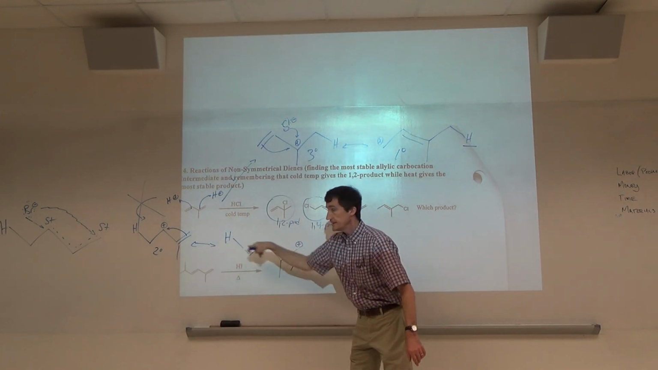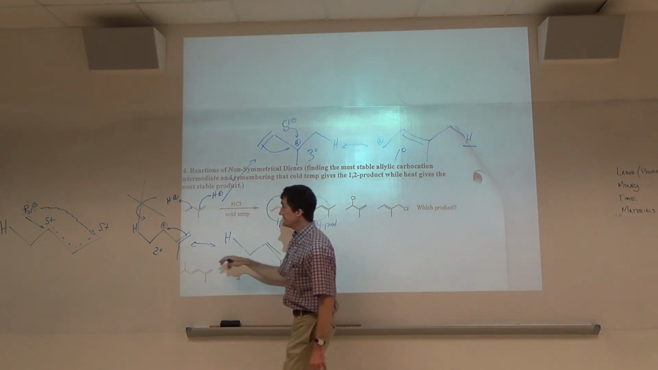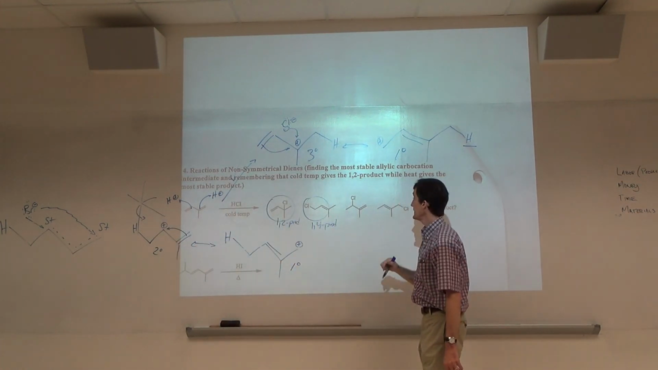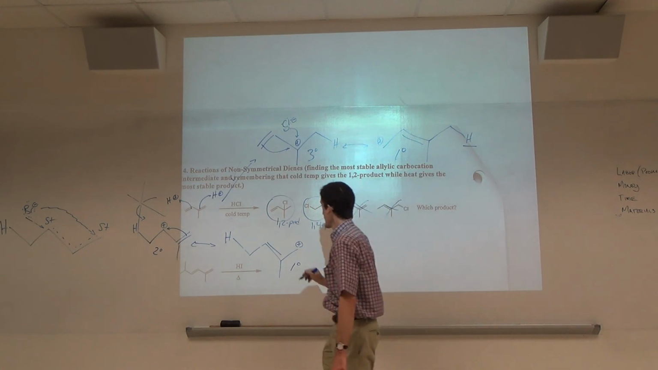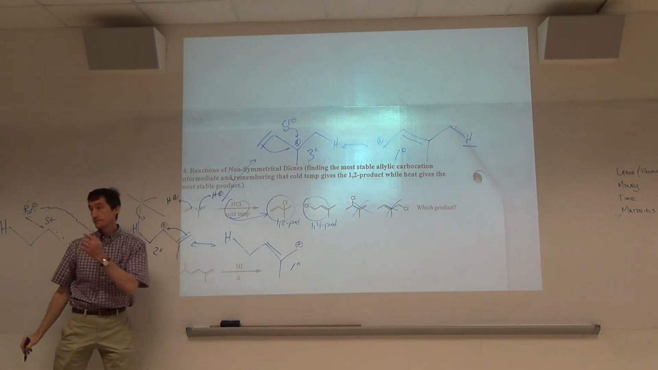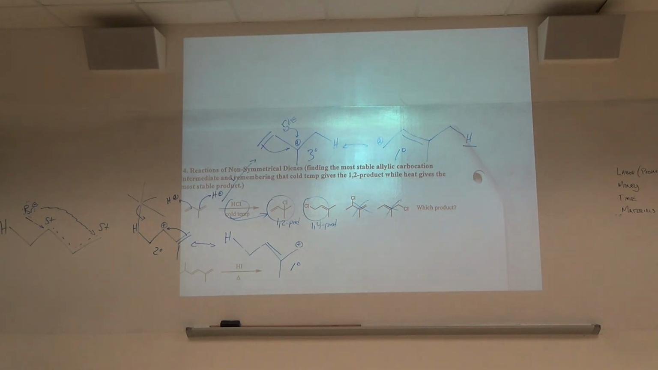These two would come from these cations. But guess what? We don't get these cations, because that's not the most stable cation. You don't get these. This gives the 1,2 product. Cold temperature, 1,2 product, kinetic product. It's going to be the fastest, and without heat, it's not going to equilibrate.